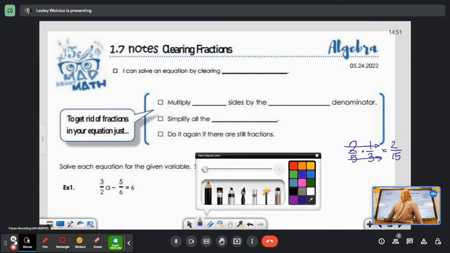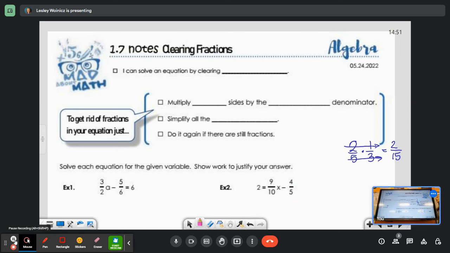So if we're going to clear fractions, which we are today, we're going to multiply both sides of our equation by the biggest denominator. There are other ways to do this, but this is probably the most straightforward.